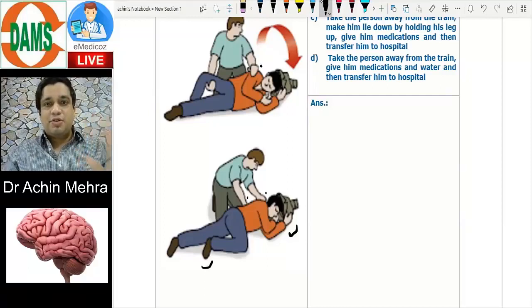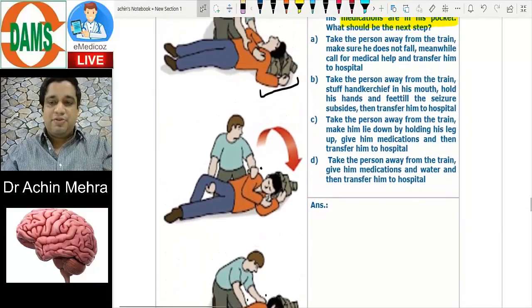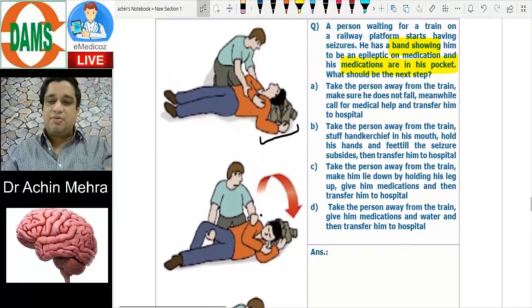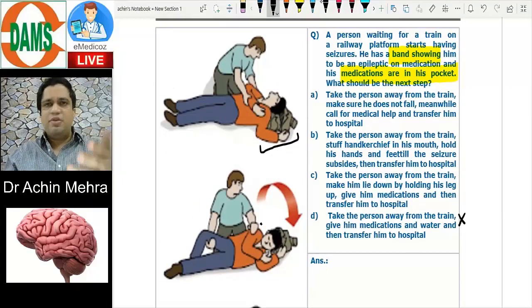So what should I do now? Now looking at the question: take the person away from the train, give him medication and water and then transfer him to the hospital. Never do this. Again, he might have a second, third episode. You never know after 2-3 minutes. And if you have fed him with water, yes, he will drown in that water, to do what? Aspiration. Never do this.